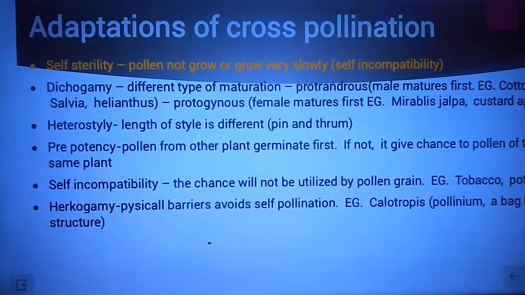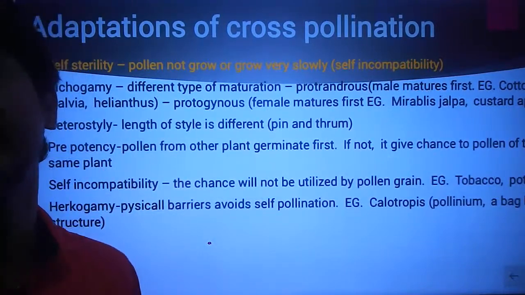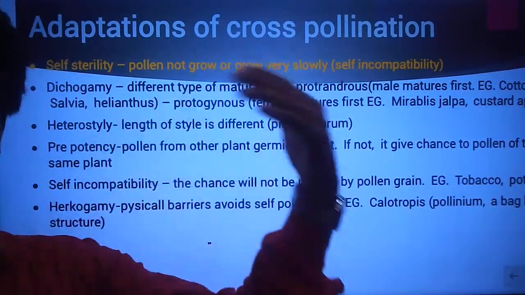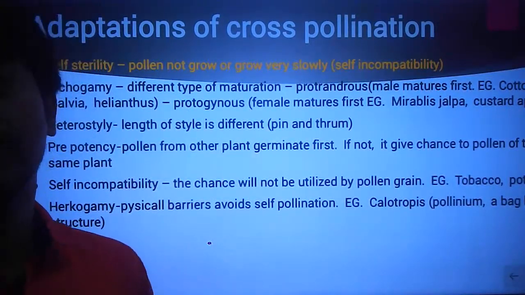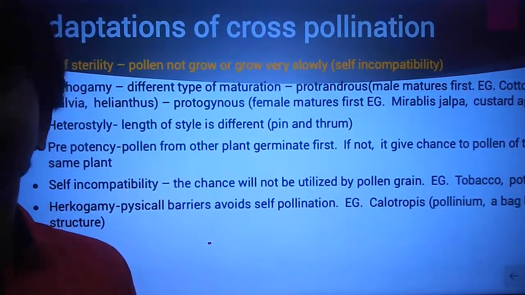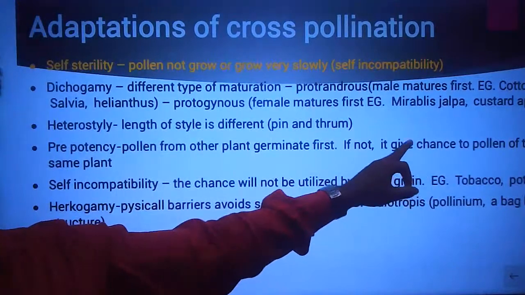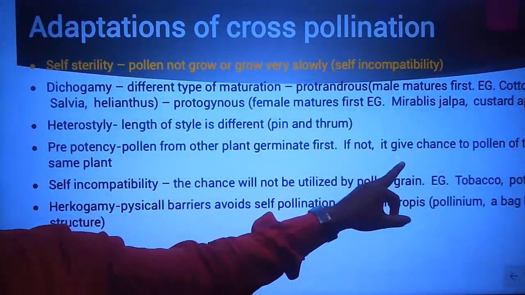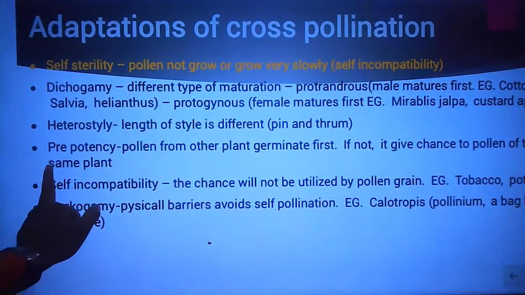If the same male flower is delaying in producing the pollen grain, the chance will be given to the external agency, by means of air or by means of insects. Even if that pollen is not working out, then again the chance is given to the pollen grain of the same plant itself. This we call prepotency.